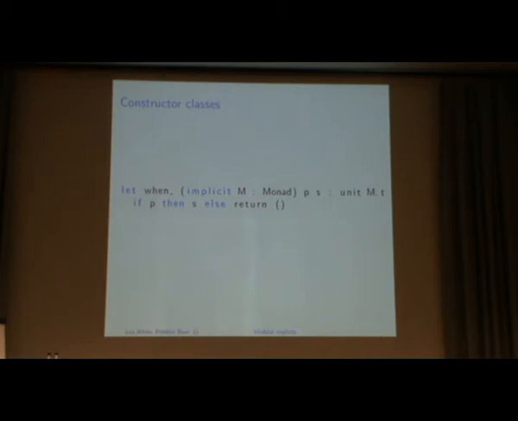When would be implicit m monad arrow bool arrow alpha unit m.t arrow unit m.t. So right, but that looks like an m type. Yeah, well, but no more so than functors.